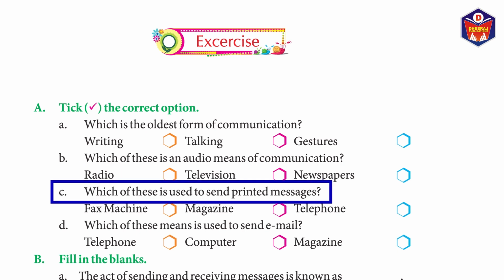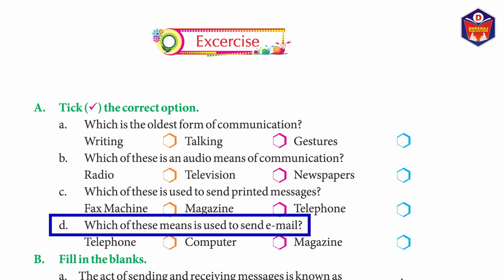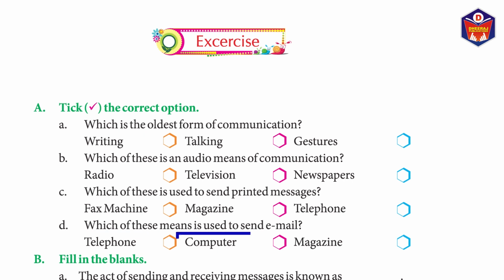C. Which of these is used to send printed messages? Fax machine, magazine, telephone. Answer. Fax machine. D. Which of these means is used to send email? Telephone, computer, magazine. Answer. Computer.